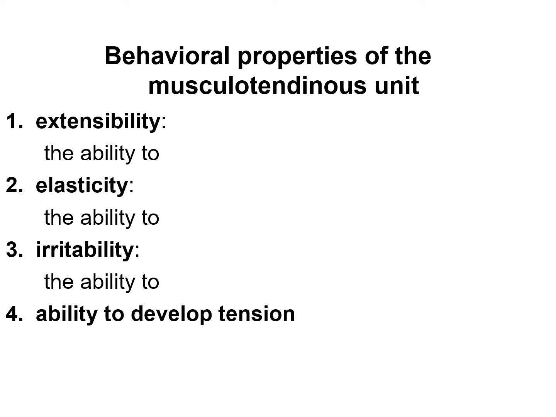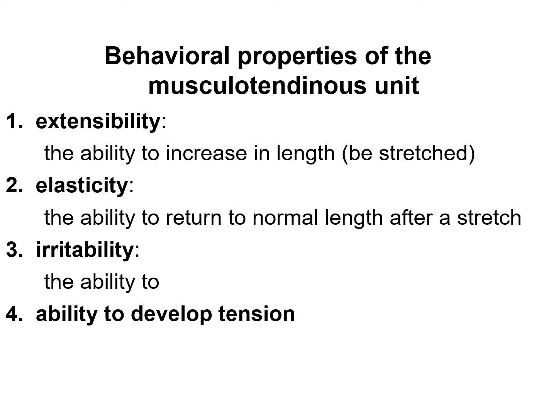So the muscle has 4 behavioral properties, and this is of the musculotendinous unit. The first one: the muscle has to have extensibility, or the ability to increase in length or be stretched. If you're trying to do a bicep curl once again, and your triceps do not have any sort of extensibility, you can't move your arm because they won't be able to increase in length to allow you to do any flexion. Elasticity: the ability to return to normal length after a stretch.